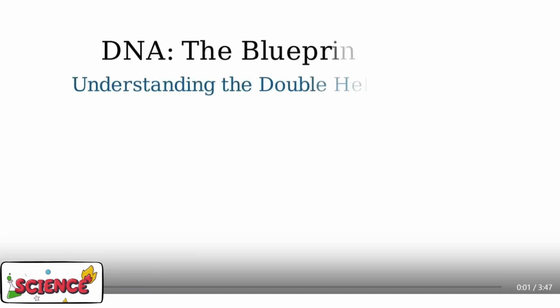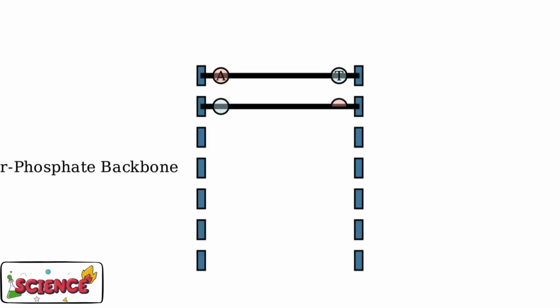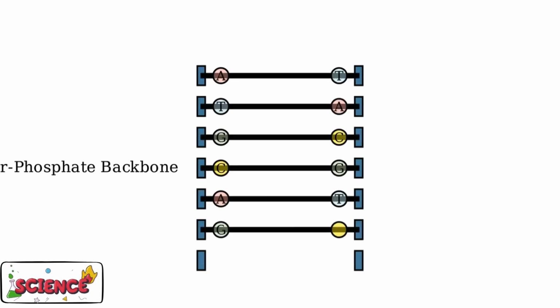Welcome to our exploration of DNA structure, the molecule that carries our genetic information. DNA takes the form of a double helix, which can be visualized as a twisted ladder. The sides of this ladder are made of alternating sugar and phosphate molecules, forming what we call the backbone. The rungs of the ladder are made up of pairs of nucleotide bases.